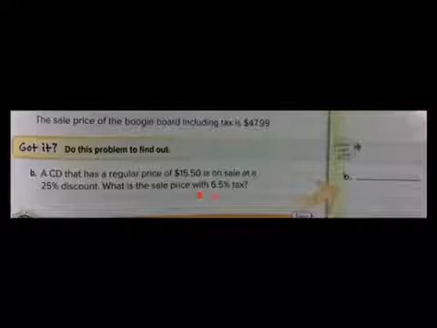What is the sale price with a tax of 6.5%? They're going to only tax the new price, which is the sale price, right? The sale price with this tax. So first let's solve what 25% is of $15.50, and then let's add 6.5%.